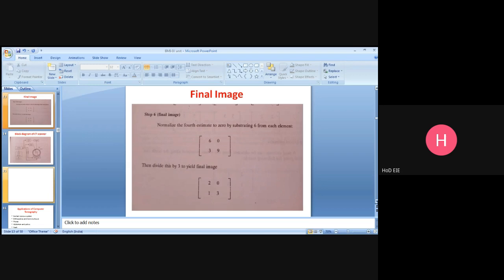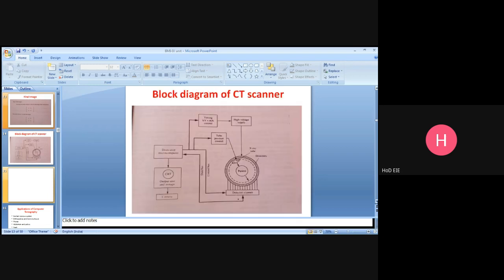Okay, now we'll see. This is the mathematical calculation that is behind this method, which we use for computer tomography. Now we will see the setup which they use for this CT scanner. We are going to see.